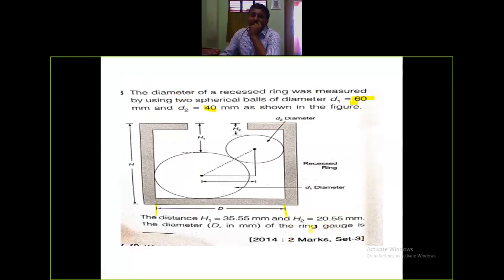So in some questions in GATE you will find you have to put the value. No option is given. For such type of question there is no negative marking.